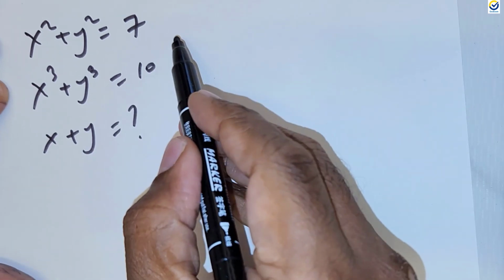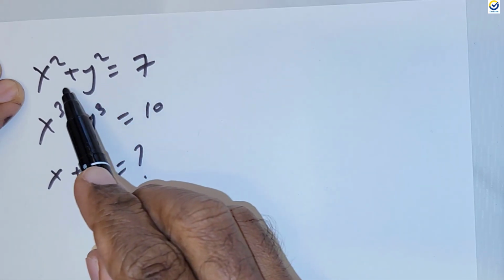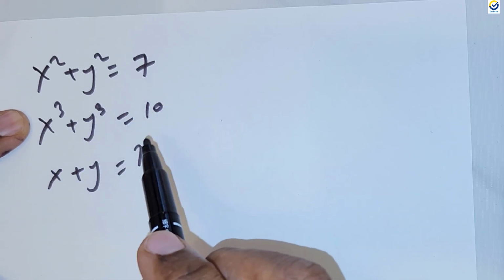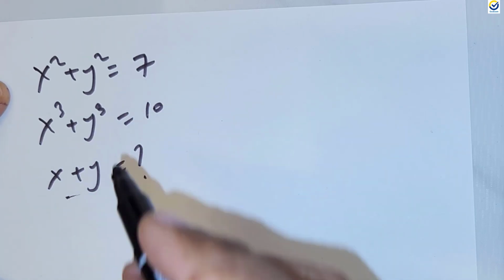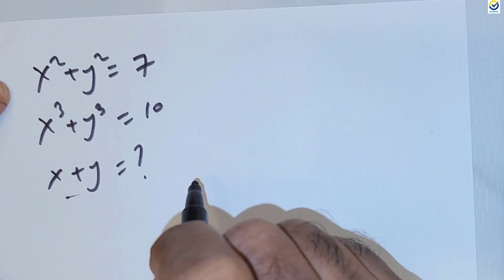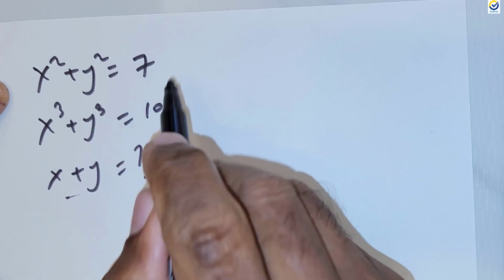Welcome everybody. We've been given the following equations: x squared plus y squared is equal to 7, x cubed plus y cubed is equal to 10. We are asked to find x plus y. This is a very popular question, and we will actually learn how to solve this.